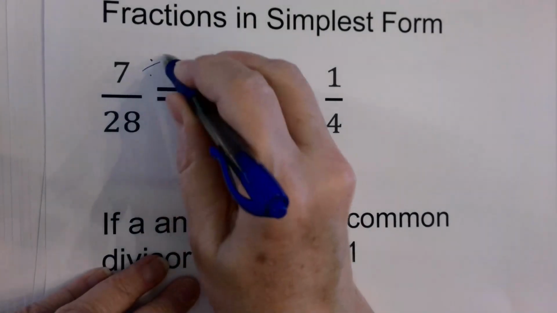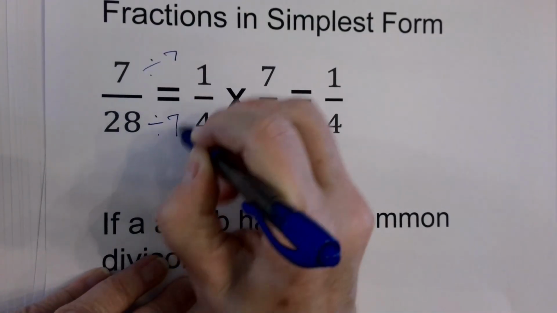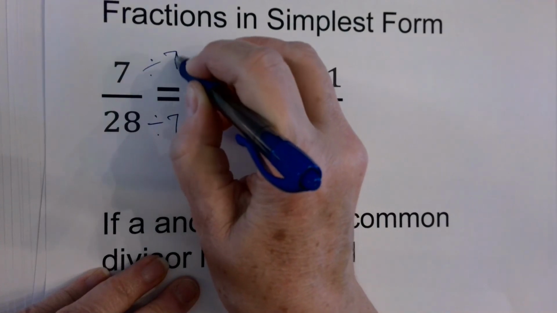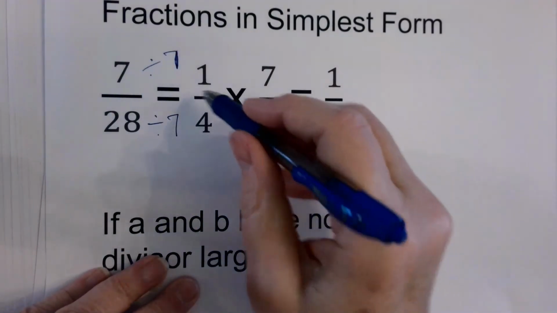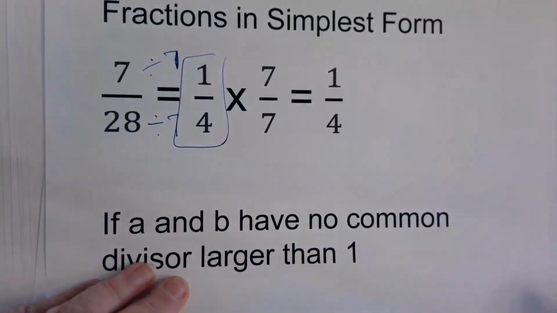You divide the top by the same number as you divide the bottom, divide the top by 7 and the bottom by 7, and what's left is 1/4.